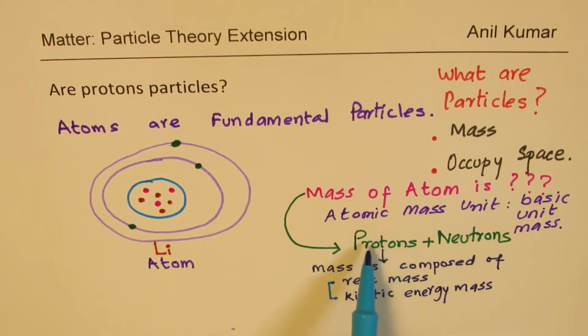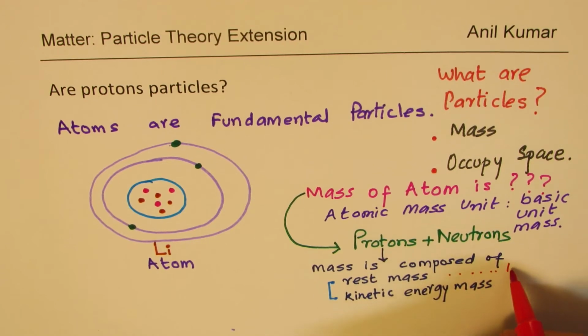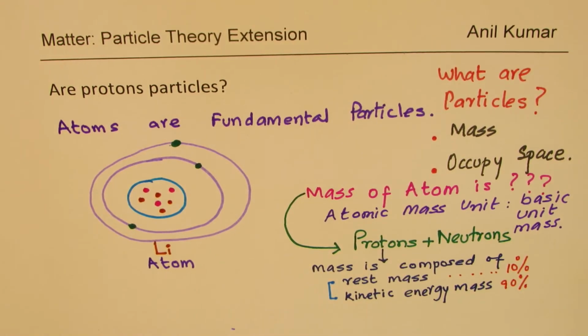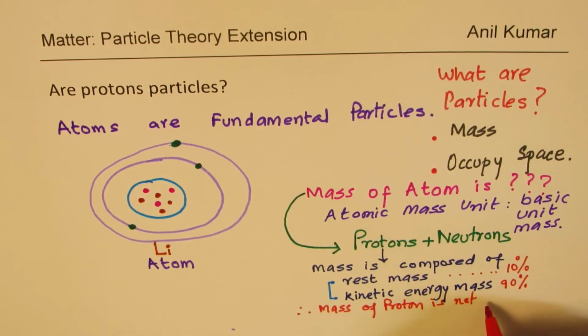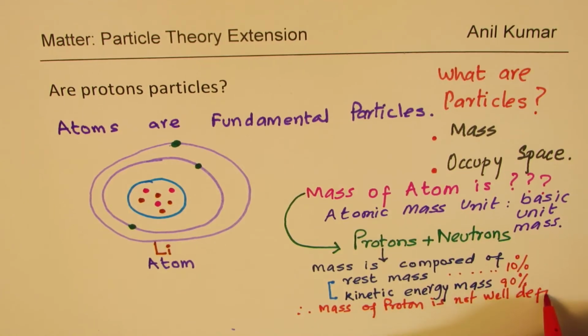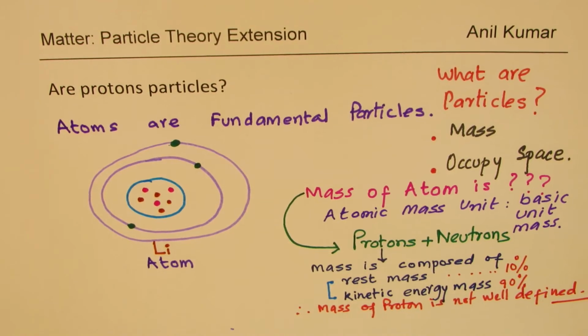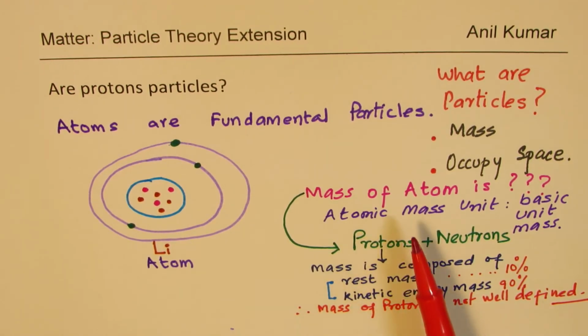So the mass of a proton, right, so we're linking all this, proton mass is composed of rest mass and kinetic energy, they say. And they also say that the rest mass is just 10%. And 90% is because of that kinetic energy, right? So it is not well defined. Therefore, mass of proton is not well defined. So since mass of proton is not defined, it is not a fundamental particle.